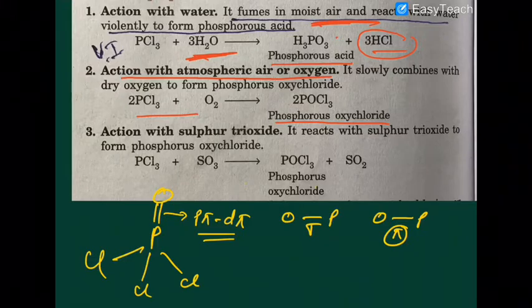Similarly, you can get POCl3 by treating with sulfur trioxide. If you take PCl3 and treat it with SO3, you will get phosphorus oxychloride. So PCl3 will give you phosphorus oxychloride either by treatment with SO3 or with oxygen. Please memorize that.